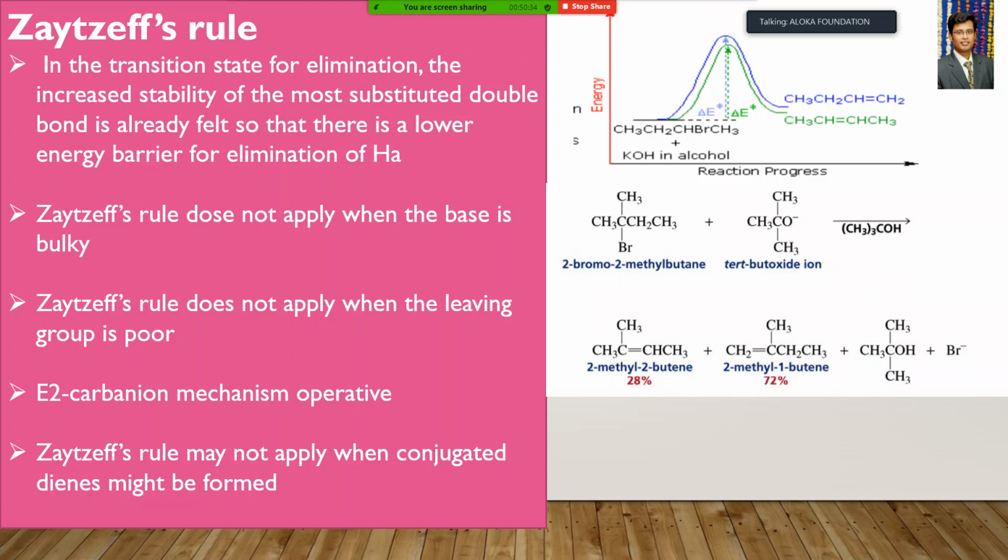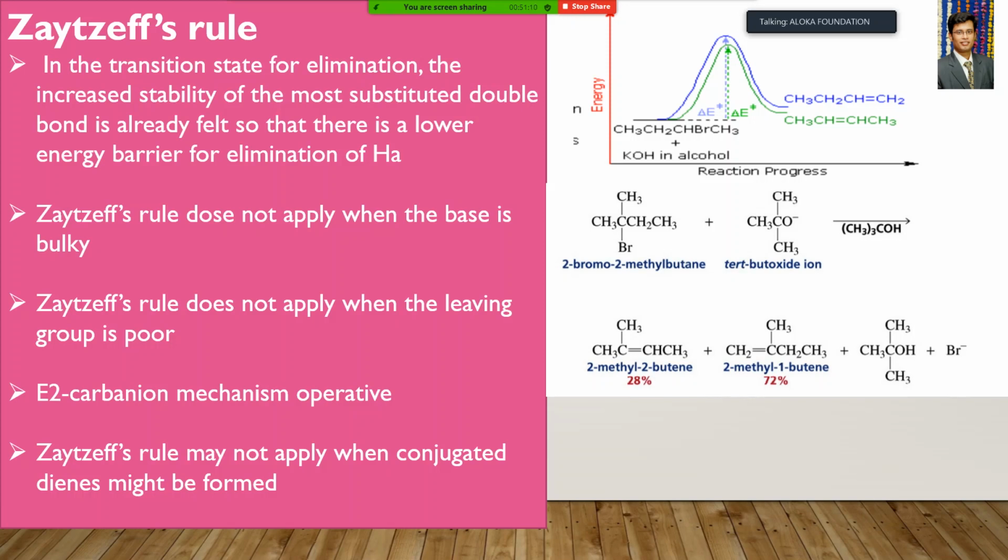What is the next thing? Your Zaitsev rule does not apply when the base is bulky. Why? Because of the steric hindrance, it cannot abstract the proton which is beta to your leaving group. Okay, so that's why the Zaitsev rule does not apply with bulky bases. The Zaitsev rule also does not apply when the leaving group is poor. Moreover, the next important thing is that when the leaving group is poor, then the Zaitsev rule is not acceptable.